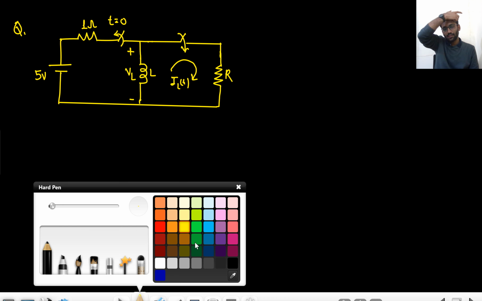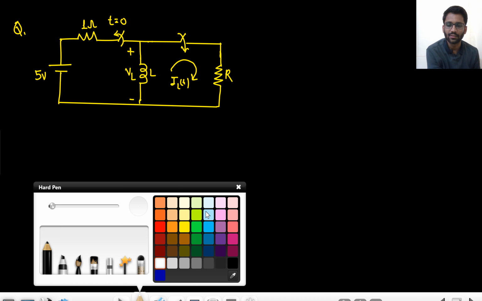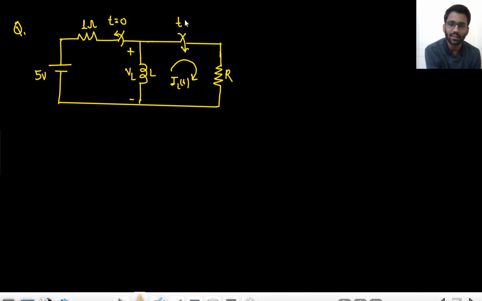Okay, so what is happening for t less than 0? Because here I forgot to write, the switch is being closed at t equals 0. The switch is being closed at t equals 0. Comment on iL(t).